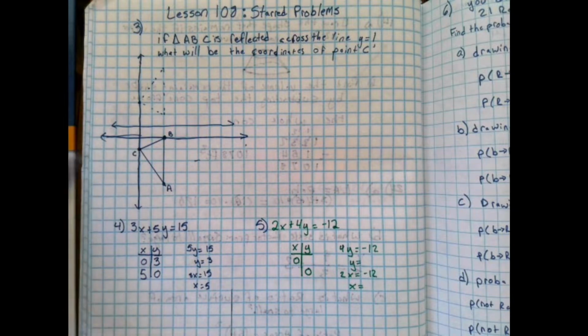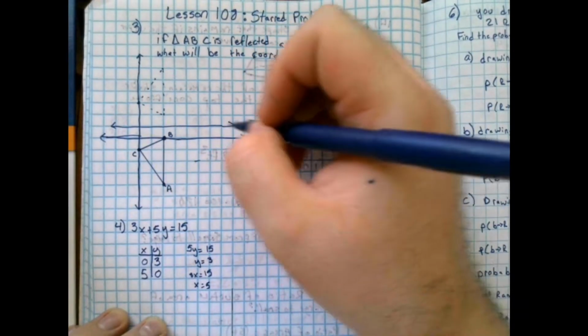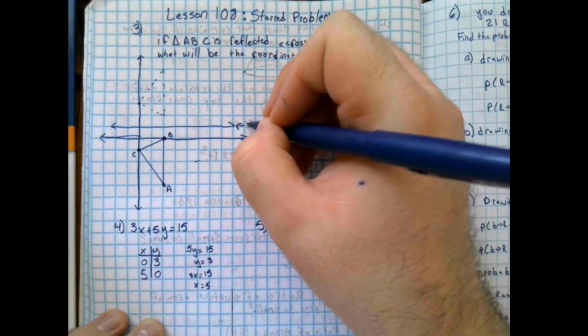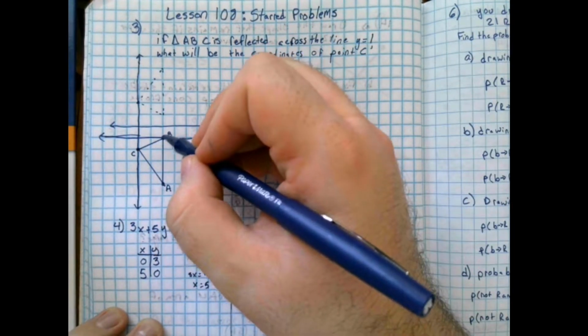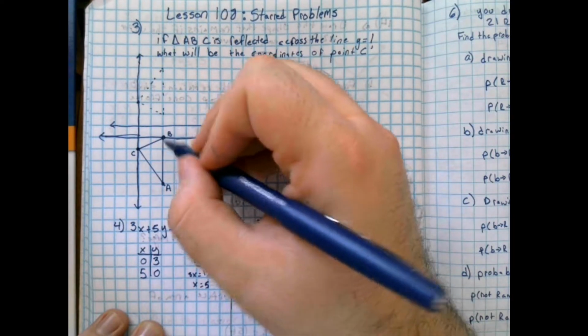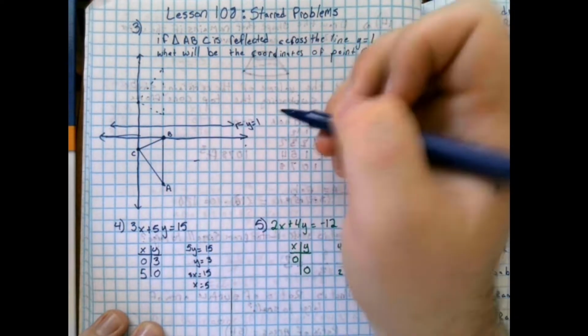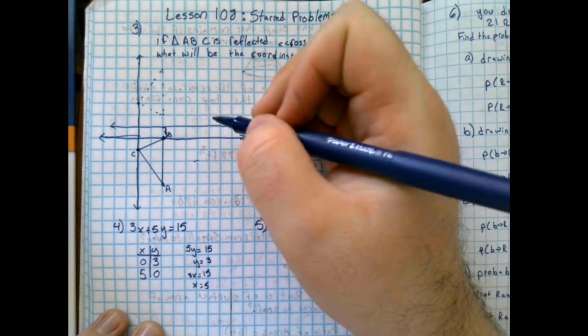Question 3 gives us a graph and says if ABC is reflected across the line y equals 1, what will be the coordinates of point C prime? Now, the way we do this is this is the line here of y equals 1. We look at each point in the graph, point A, point B, and point C, and we say how far away is point A, B, or C from the line? Well, point B is one space.